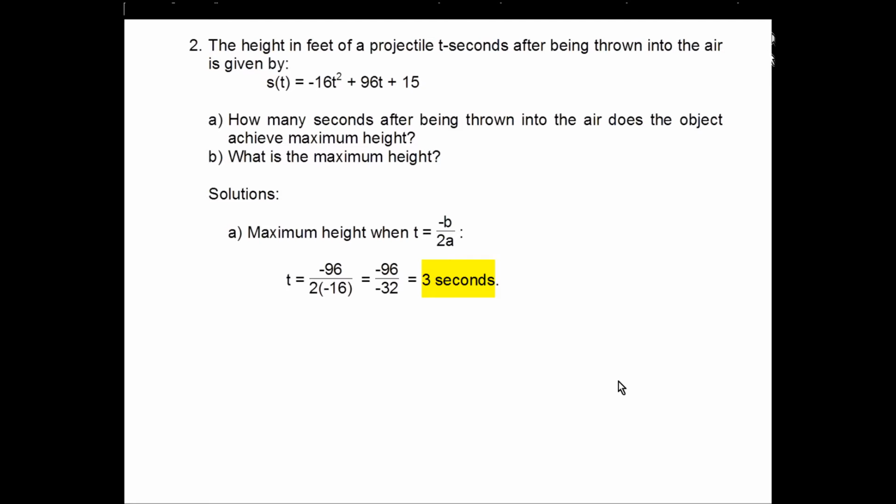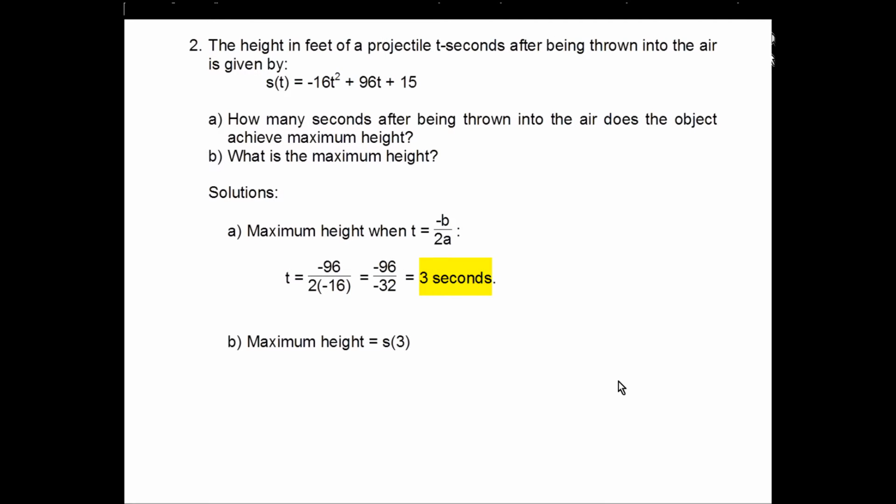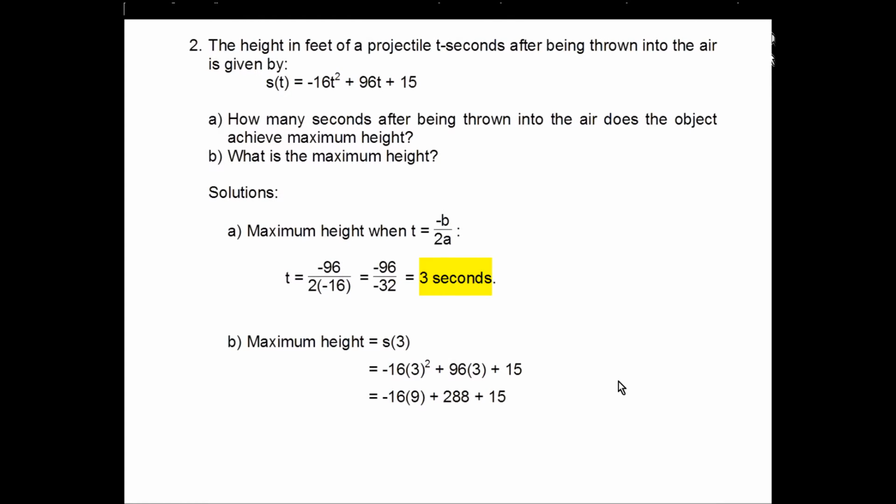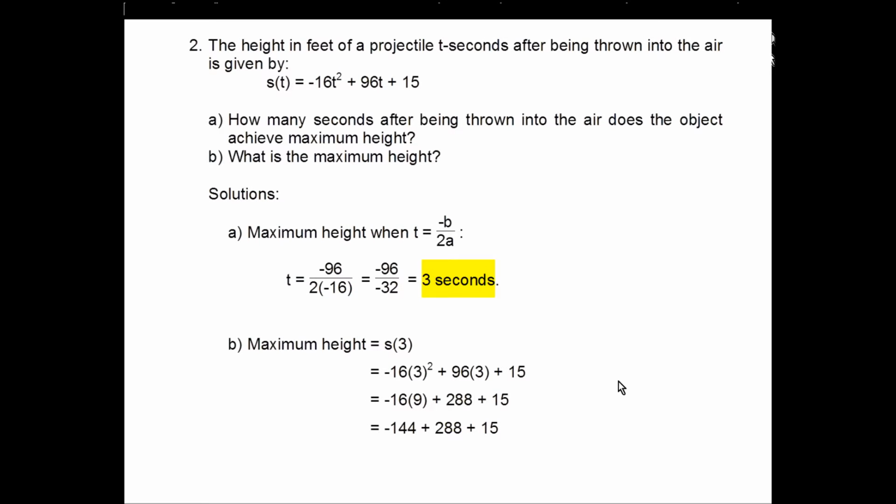Okay, now what is the maximum height? It's S of 3. So maximum height is S of 3. Now please don't just leave it like that, S of 3. Crunch it out. So I'm going to have negative 16 times 3 squared plus 96 times 3 plus 15. 3 squared is 9, so negative 16 times 9, and 3 times 96 is 288. Then plus 15. Negative 144 plus 288 plus 15. So it crunches out to be 159 feet. That's as high as this thing's going, 159 feet. And it'll do it in 3 seconds.